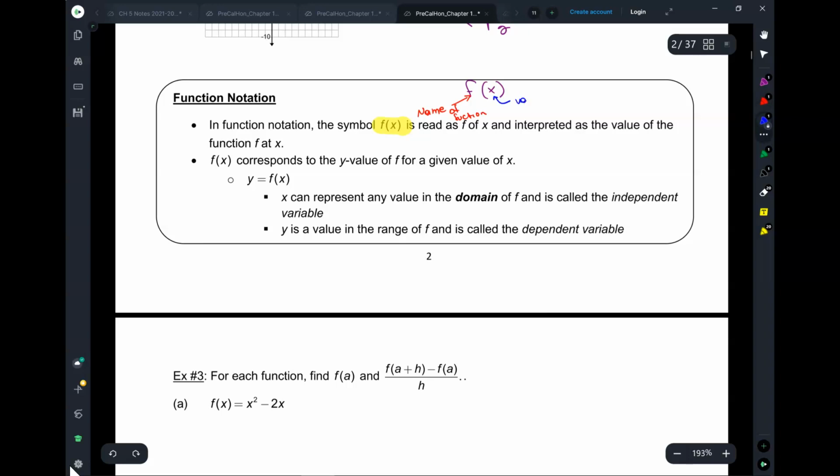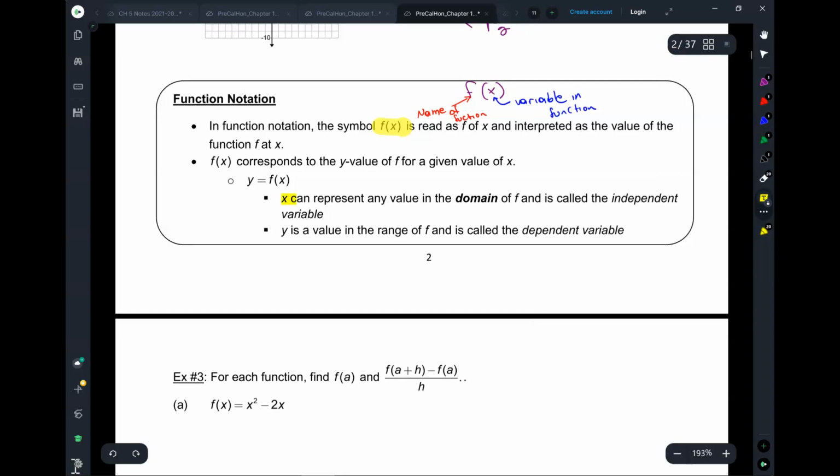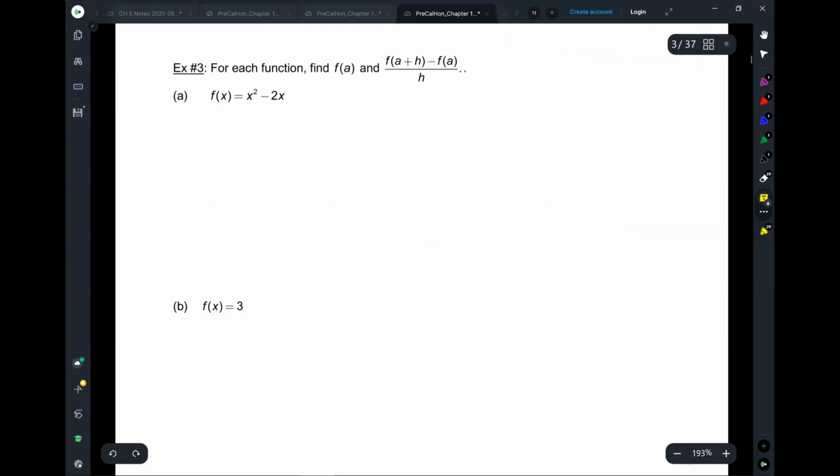X is the variable in the function. Okay? When you have your function, the x variable represents the values in the domain of f, and it's called the independent variable. Y represents the range of f and is the dependent variable. Okay? So let's practice a little with function notation.